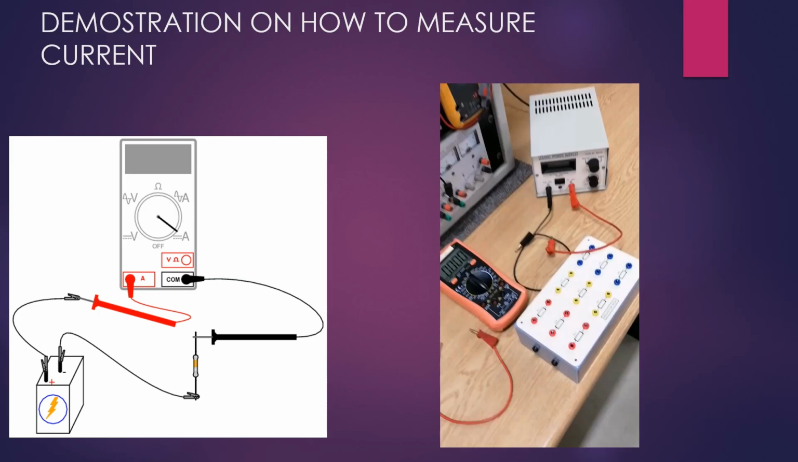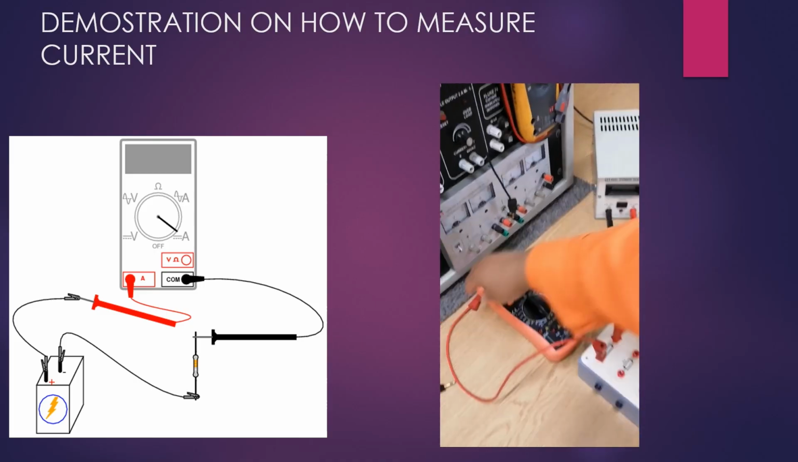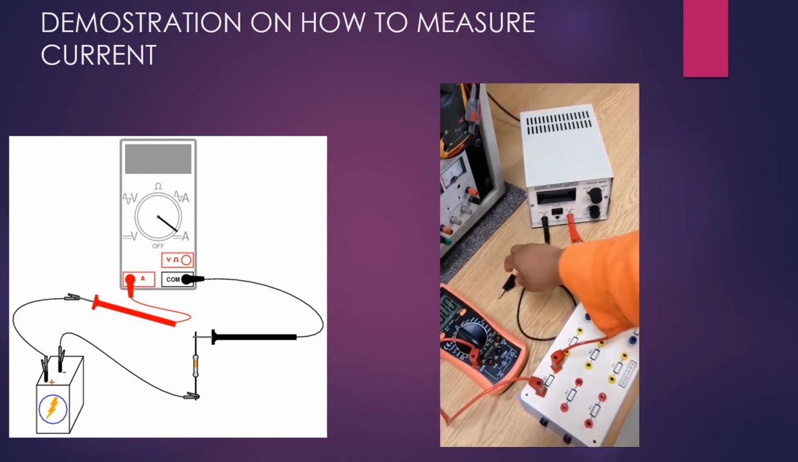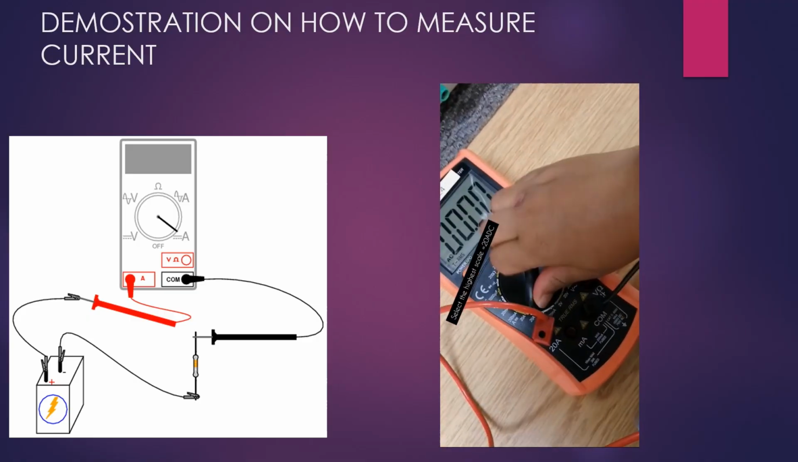You have to physically break your circuit, meaning that you now have to include your multimeter in your circuit. So now I'll just be playing a short video on how to measure current. First you have to connect your circuit, and then connect the 20 amps terminal of your multimeter and the comms terminal of your multimeter to your circuit.